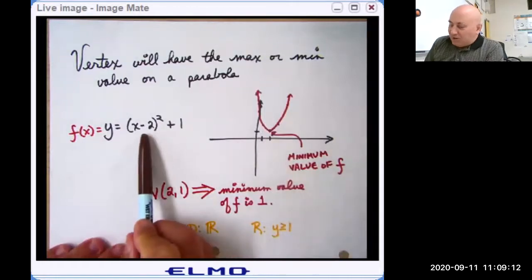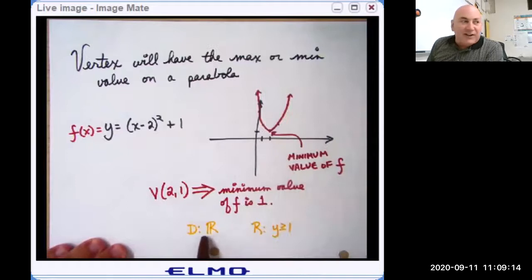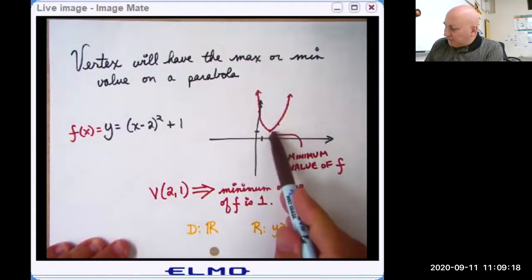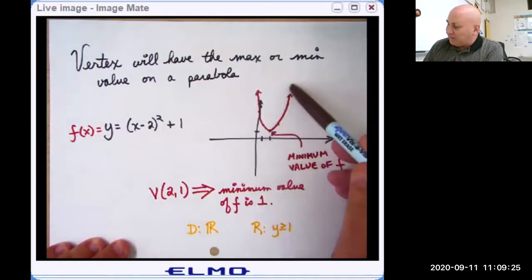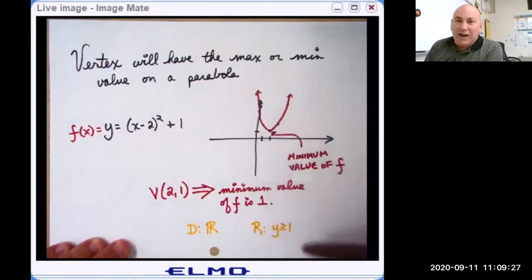Since this is a polynomial, the domain is the set of all real numbers. We've already learned that. And on this graph, the range is y is greater than or equal to 1. If 1 is the minimum value and it increases forever, then y must be greater than or equal to 1 at all times.